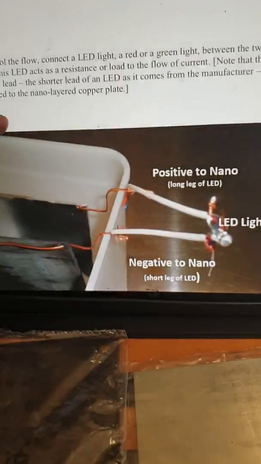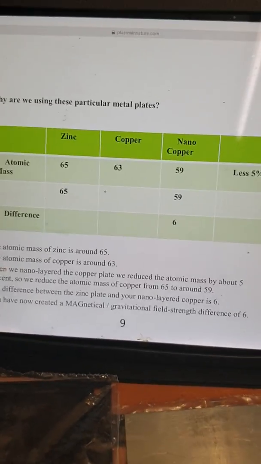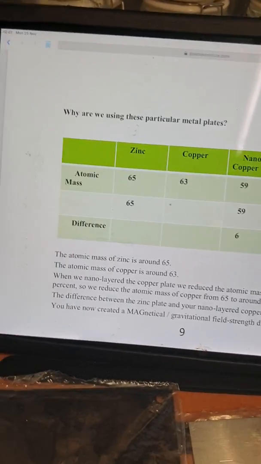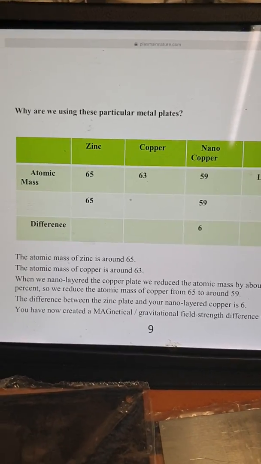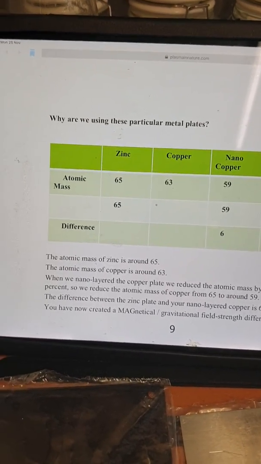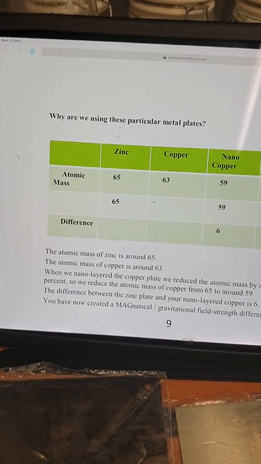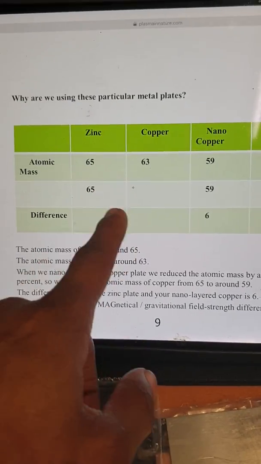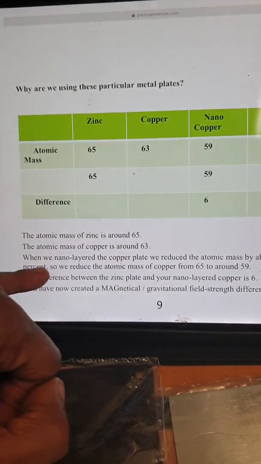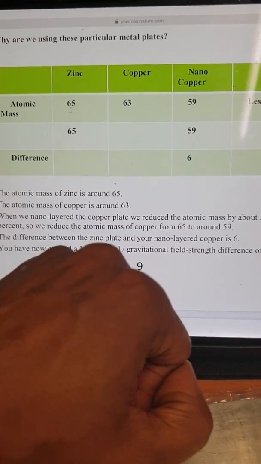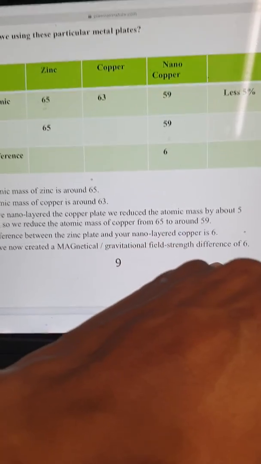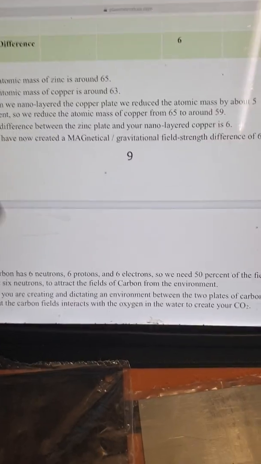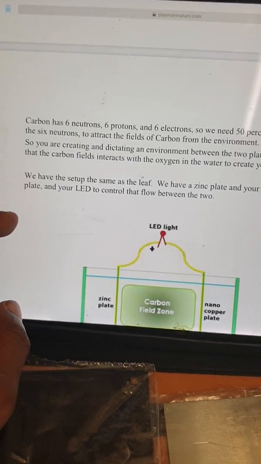And in some of the science that you see here, let's just get to that one. There, you see, the atomic mass of copper. We've been through this before. It's 63. The atomic mass of the iron is 56, which is the pent and the hex, which resides within your blood. So there's a 5% difference. The difference between the zinc plate and your nano plate is 6, yet again. So basically, that's complex. You don't need to worry about that.